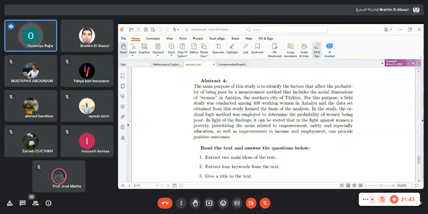For the title: prioritize education for fighting against women's poverty in Antalya. I think it's long. No, it is not a long title. It's an excellent title. There are many papers with titles much longer than the title you just said.